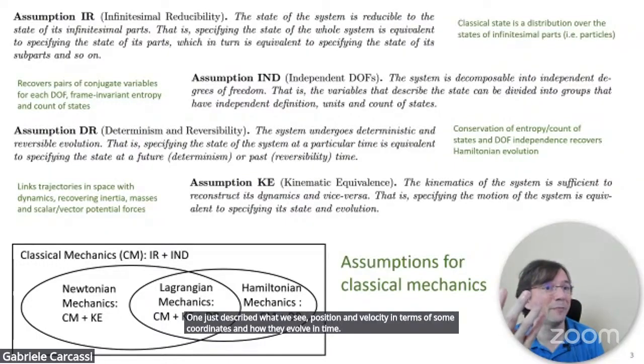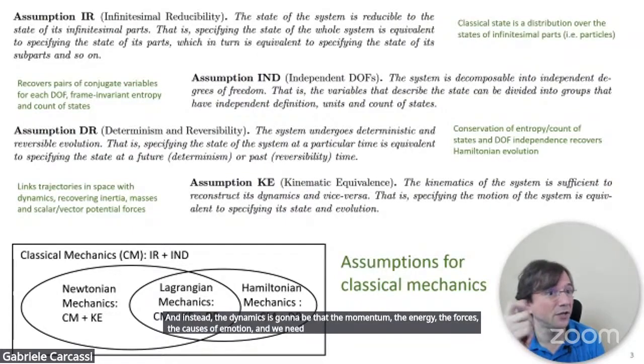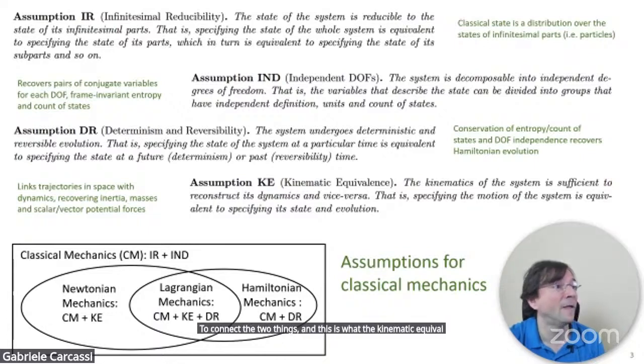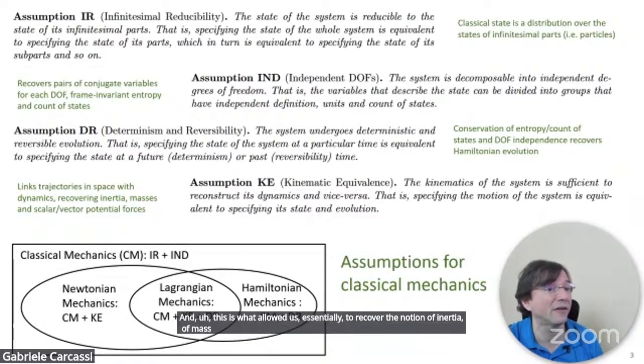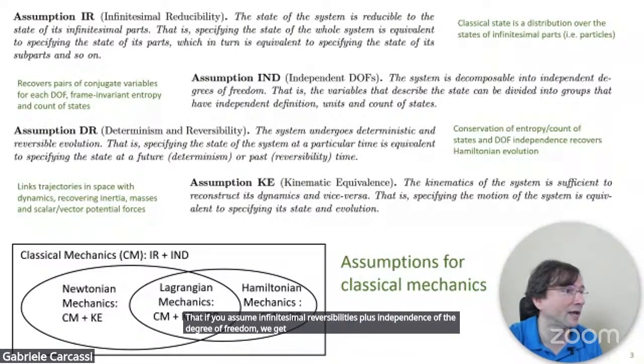And instead, the dynamics is going to be the momentum, the energy, the forces, the causes of motion. And we need a link to connect the two things. And this is what the kinematic equivalence does. And this is what allows us essentially to recover the notion of inertia, of masses, and of scalar and vector potential forces. And this is basically the picture that we have in our head, that if we assume infinitesimal reversibilities plus independence of the degree of freedom, we get the whole notion of classical mechanics.